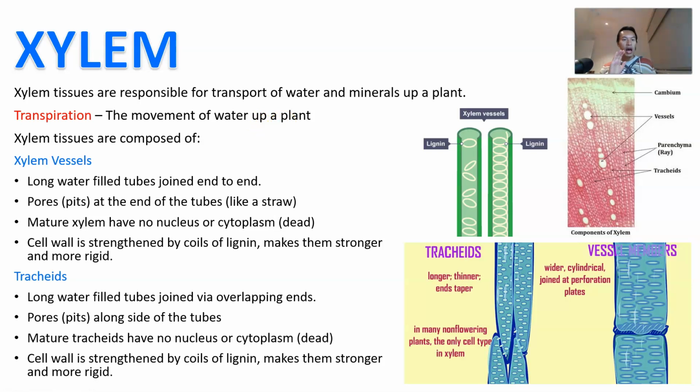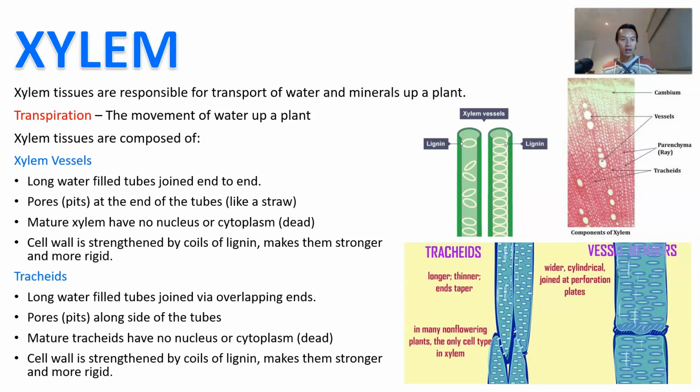Okay, so xylem tissue are composed of two particular types. You've got xylem vessels and you've got tracheids. Okay, so the xylem vessels are long water-filled tubes that are joined end to end. Okay, the pores or the pits at the end are hollow, much like a straw, and the mature xylem vessels have no nucleus or cytoplasm at all, and they're essentially dead, right?